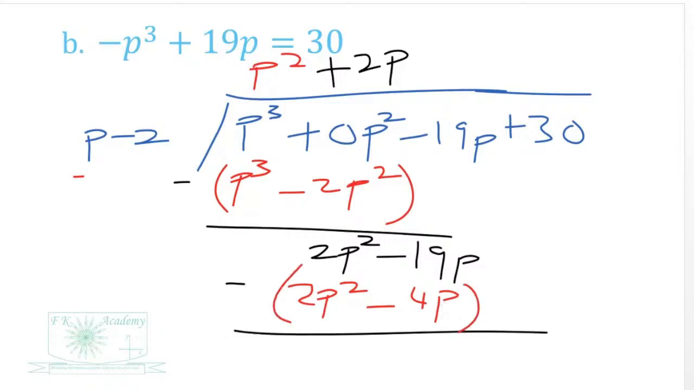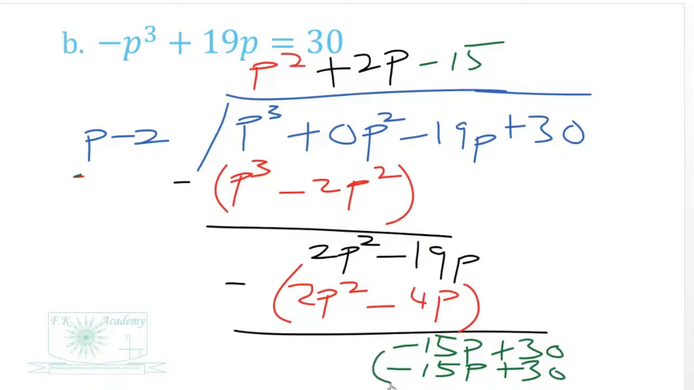Let's subtract. So when we subtract, we obtain minus 15p, negative 15p. Then we drop the 30. Now we divide negative 15p by p to get negative 15. When we multiply, you get negative 15p plus 30. When we subtract, we get 0. So the remainder is 0.